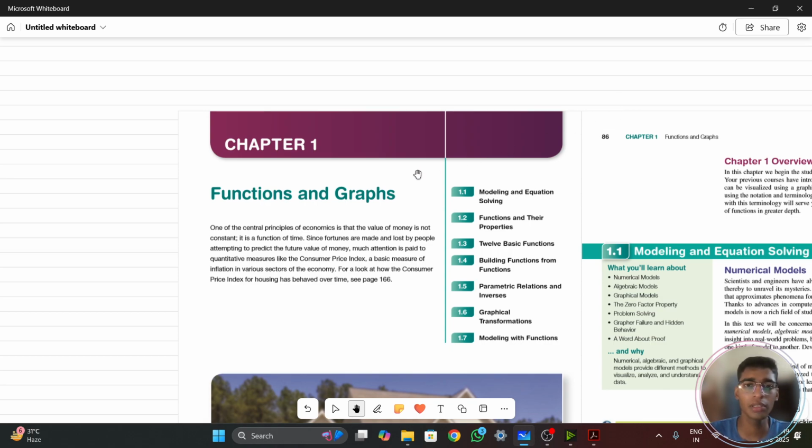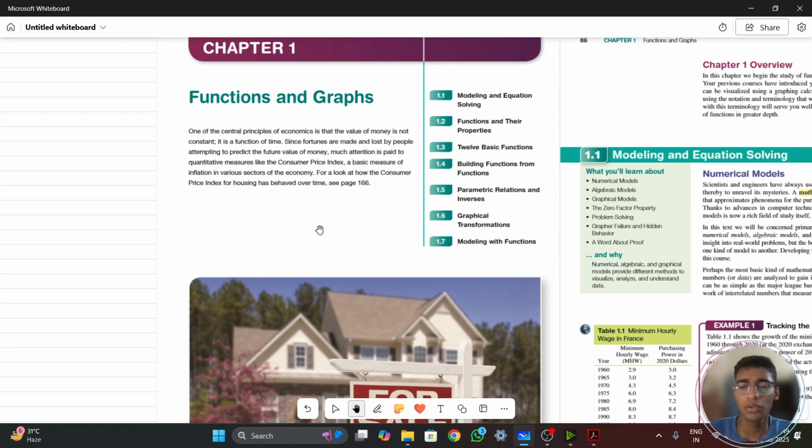So we are starting with the first chapter, that is functions and graphs. The whole chapter is divided into modeling and equation solving, functions and their properties, 12 basic functions, building functions from functions, parametric relations and their inverses, graphical transformations, and modeling with functions. We are on the first one actually, which is modeling and equation solving.